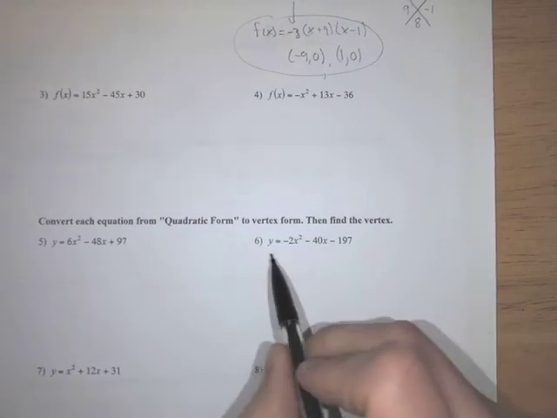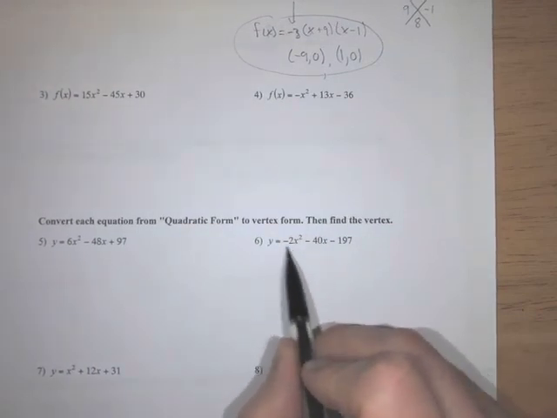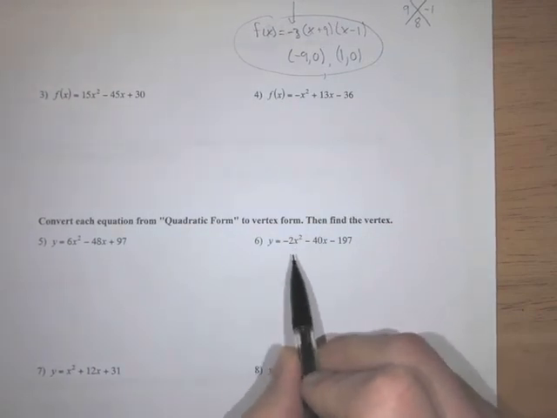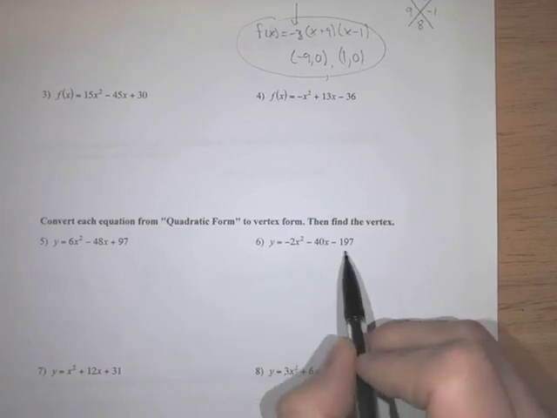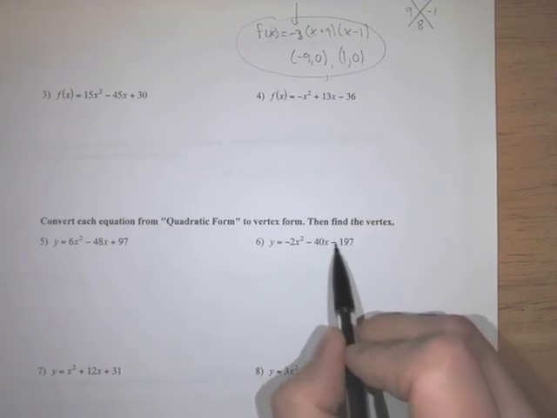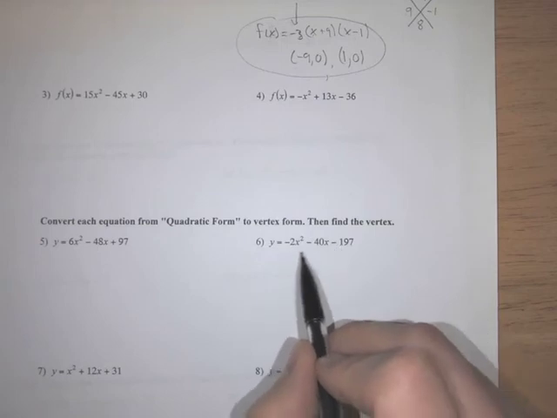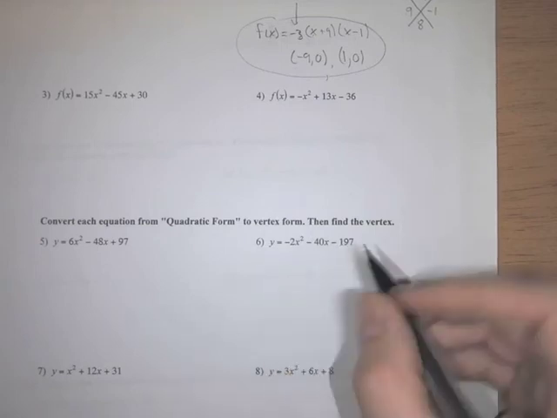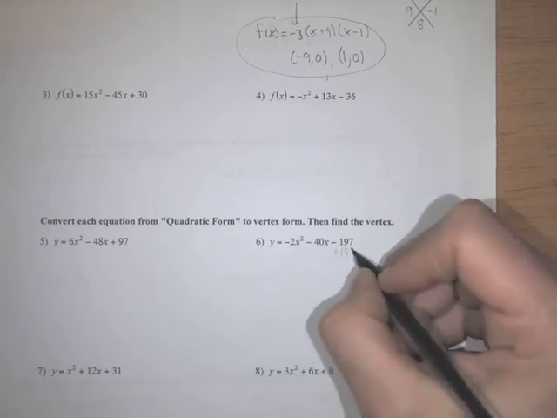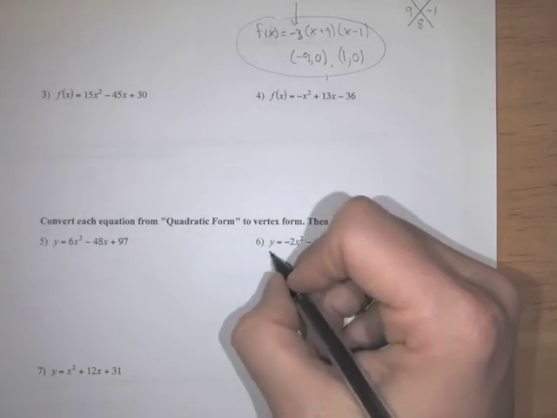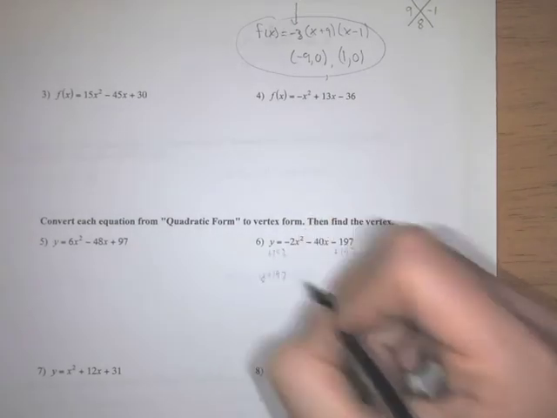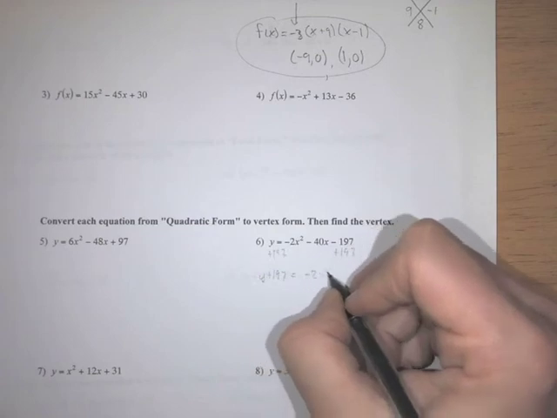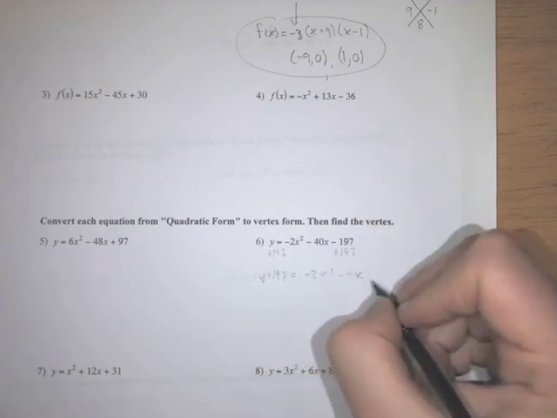First, we have to get things into a form where we can actually complete the square. So the first thing we're going to do is get rid of this number. Whatever number is floating around, we want to get it to the other side. So I'm going to do plus 197 here. Okay, so I have y plus 197 equals negative 2x squared minus 40x.